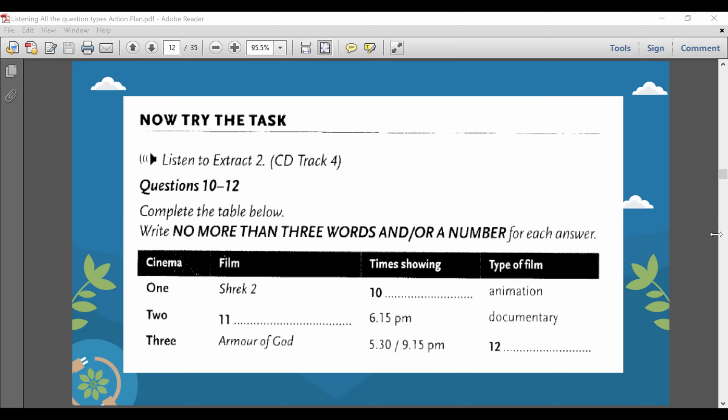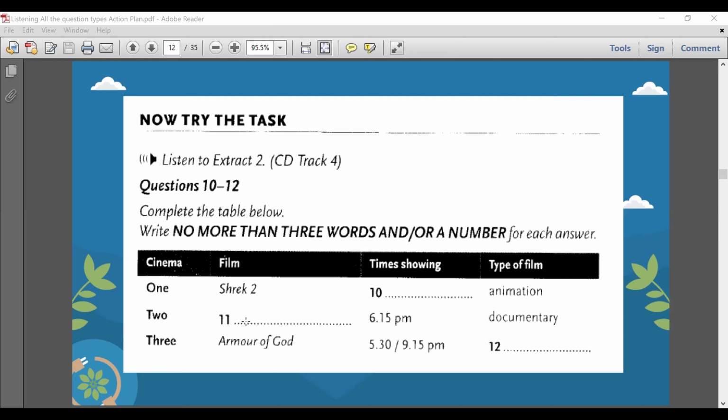Quarter-past-12 का मतलब क्या होगा? 12:15. What is quarter-to-12? नहीं, quarter-to-12 की बात कर रहा हूँ. 11:45. Quarter-to बोलता हूं तो 15 मिनट कम कर दो, और quarter-past बोलता हूं तो 15 मिनट ऐड कर लो. So answer of 10th is going to be 11:15.